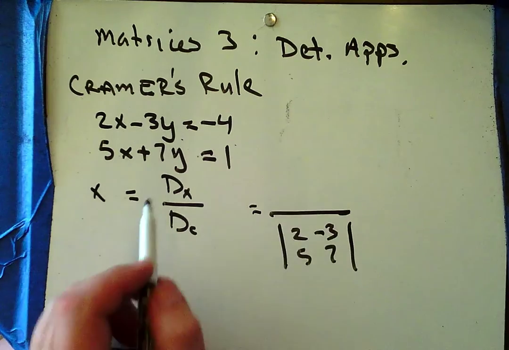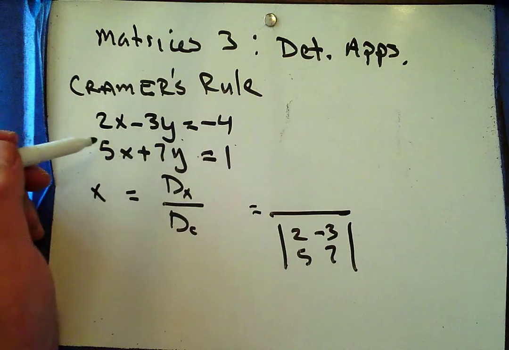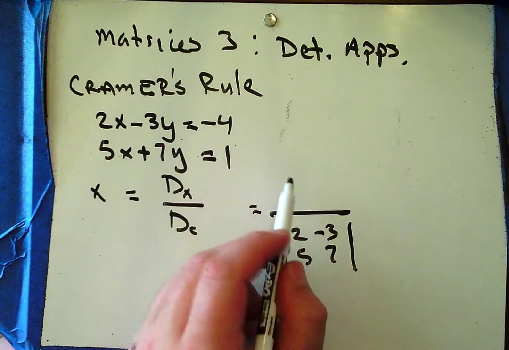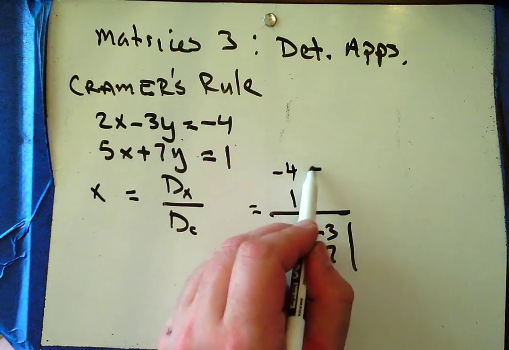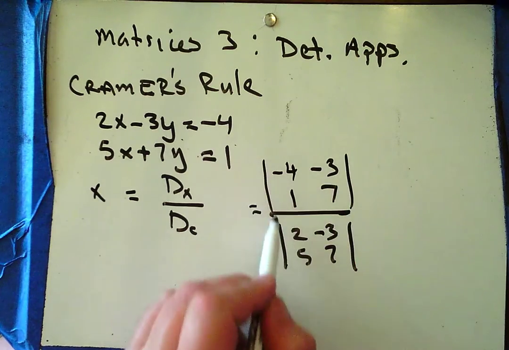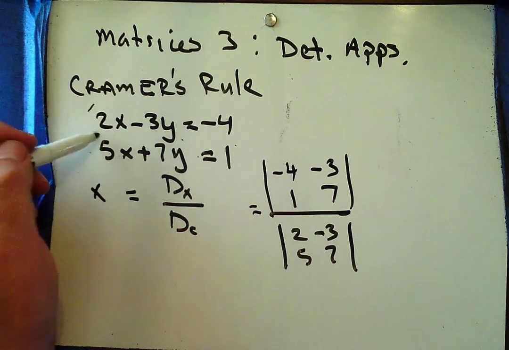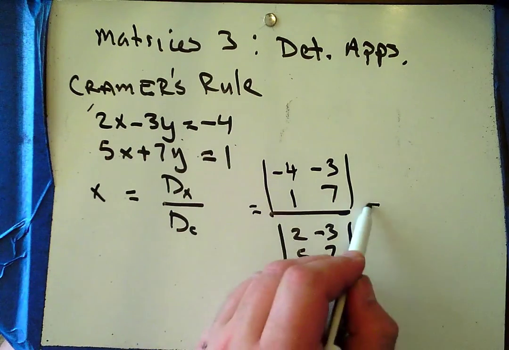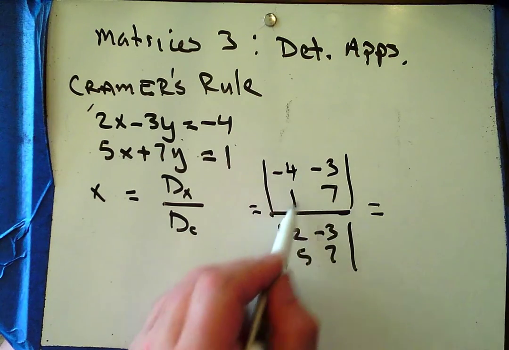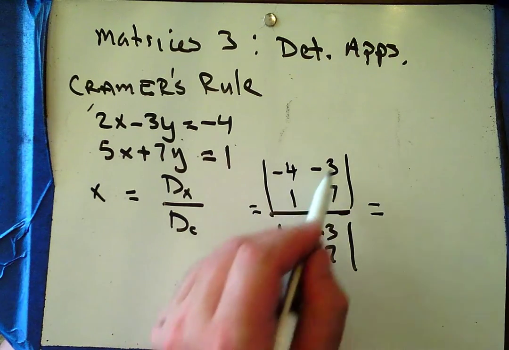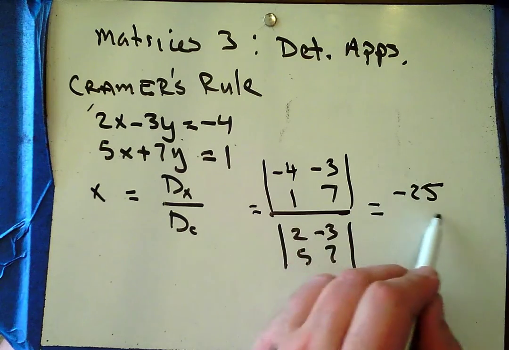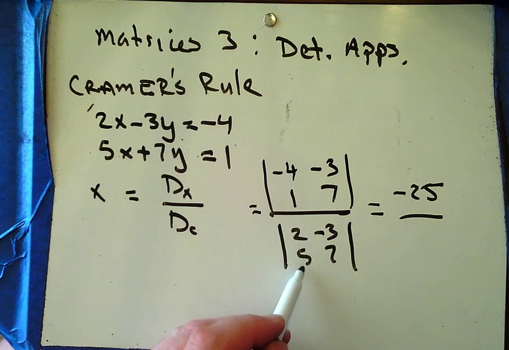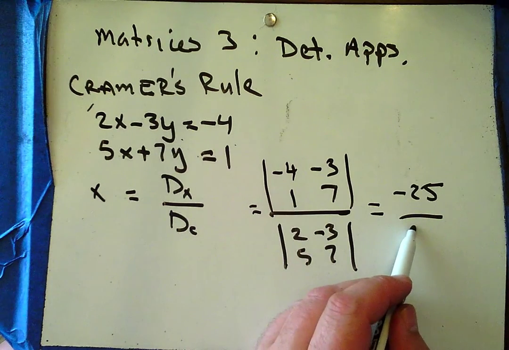Now what goes on top is this x determinant thing, and he said what we need to do is we need to replace these x coefficients with the answers. And so we're going to have negative 4, 1, negative 3, 7. Right? So all we did was we took these two, we got rid of them, and we put the answers in their place. Okay. So the determinant on top, this times this, minus this times this, negative 28 minus a minus 3 is negative 25. And on the bottom, this times this, minus this times this, is going to be 29.